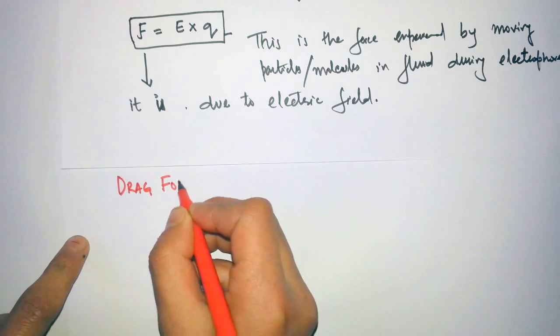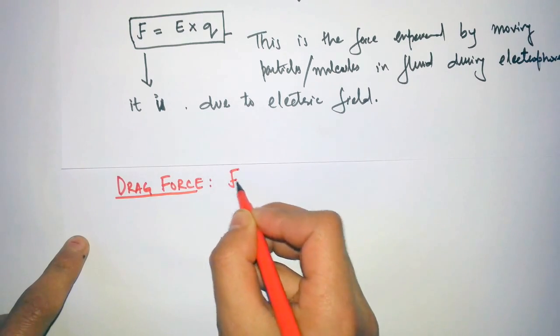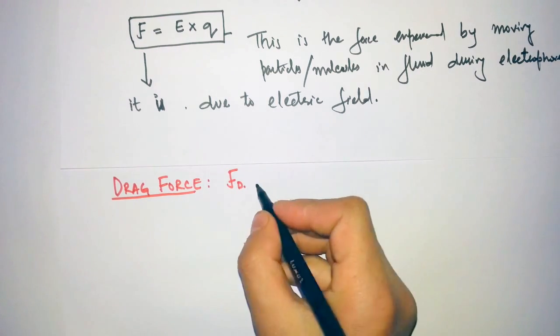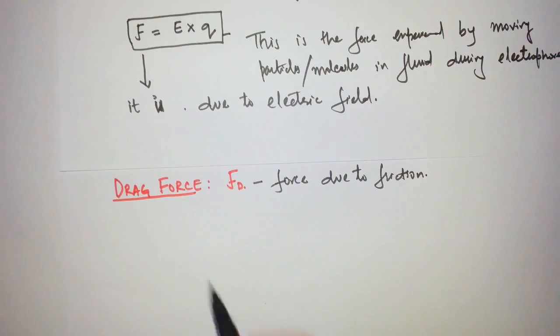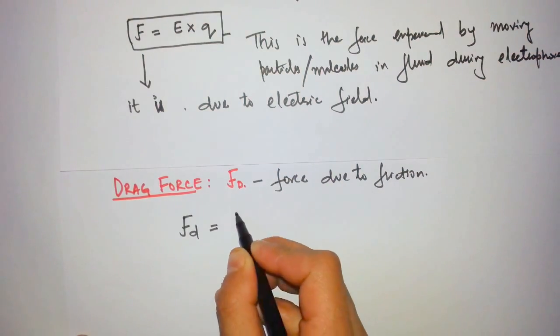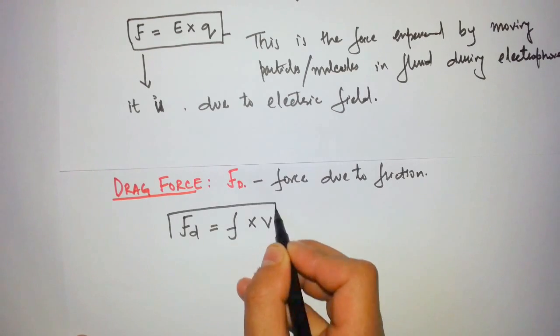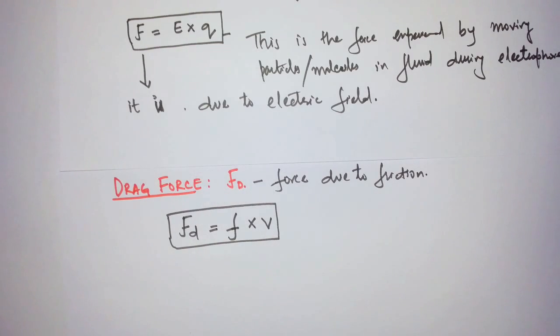Another force in electrophoresis is the drag force, or we can say frictional force. It's due to the friction of these ions with the fluid. It's denoted by Fd, and this drag force, Fd, is given by f × v, where f is the frictional coefficient and v is the velocity of the ions.